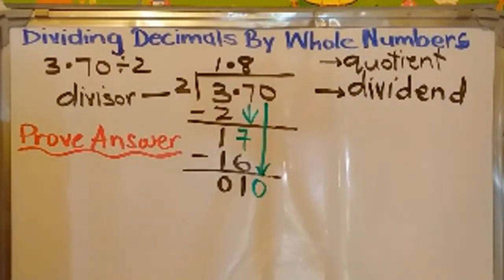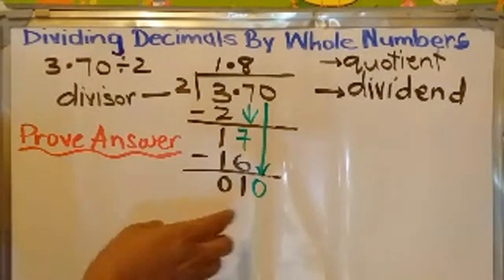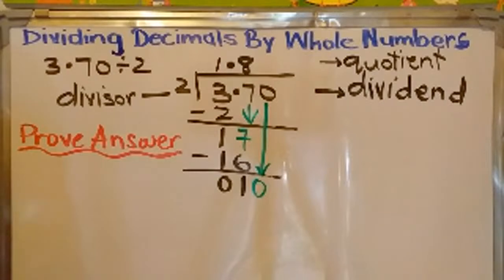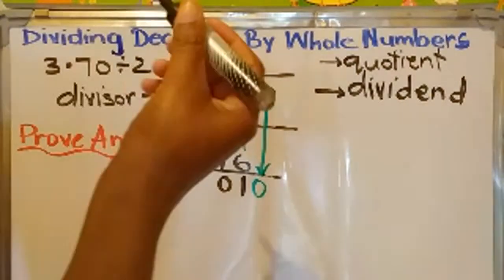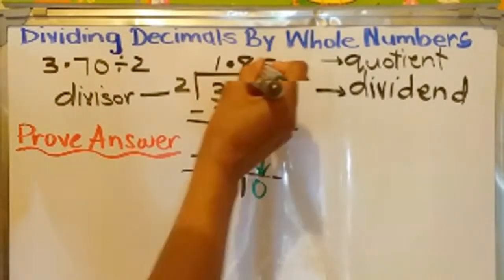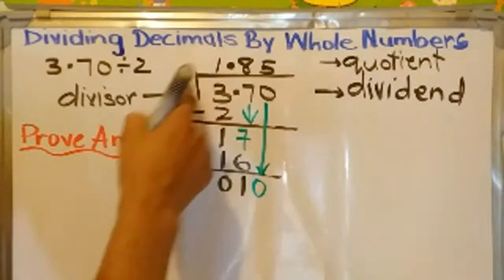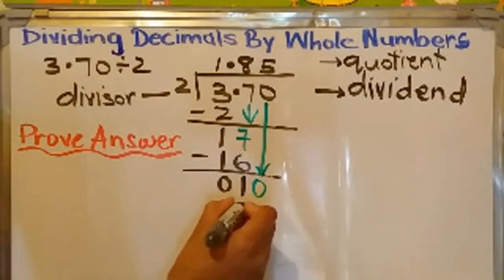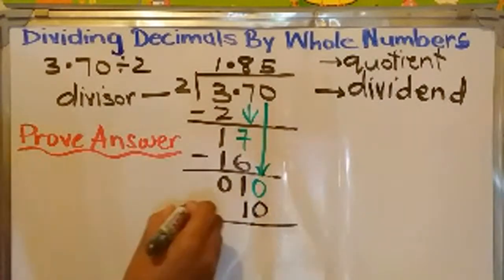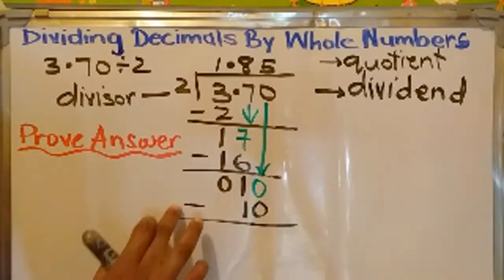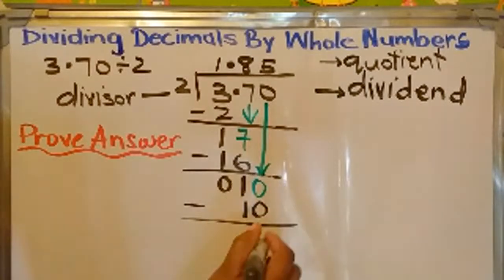All right. So now I'm going to ask myself, how many groups of 2's can I get from 10? And of course, I can get 5 groups. So now I'm going to take this 5 and multiply it by 2. And of course, that is going to be 10. Draw my line. I'm going to take away. And of course, guys, 10 from 10, you have 0 left.